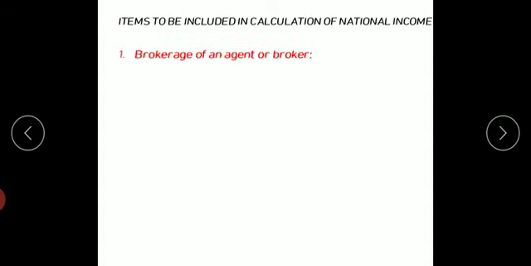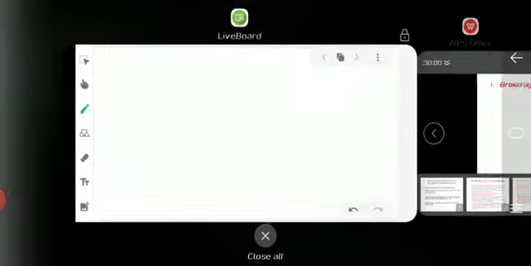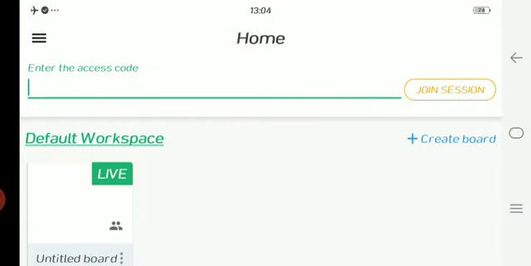For example, brokerage of an agent or broker. To explain this, I will take you through an example. What is the meaning of brokerage?